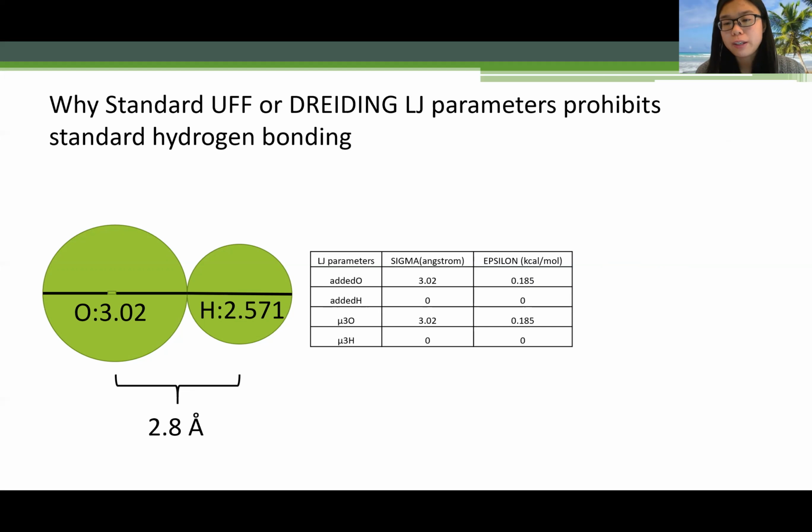There is no way for oxygen and hydrogen to get close to each other to form a hydrogen bond if you use a standard UFF potential. So we have modified the standard UiO-66 potential by using TraPPE LJ parameters for all the oxygen and hydrogen atoms.